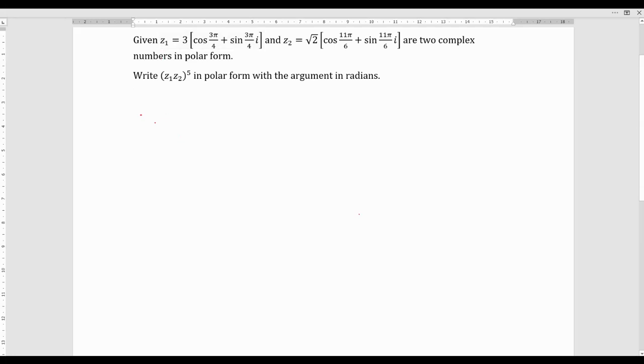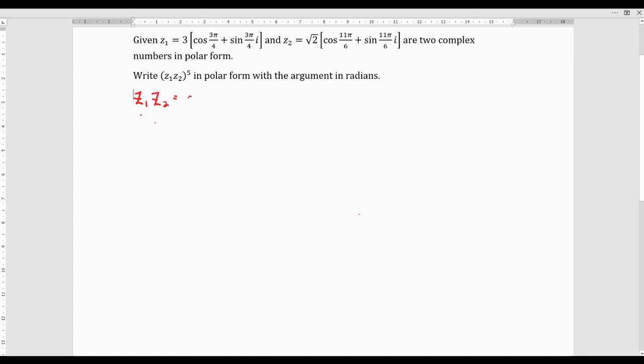To find the power of 5 of the product of these two complex numbers. So first, we are going to find the product of the complex numbers Z1 and Z2.